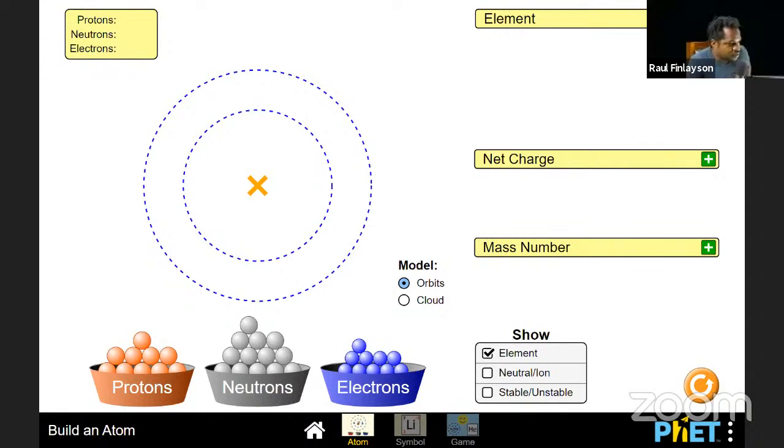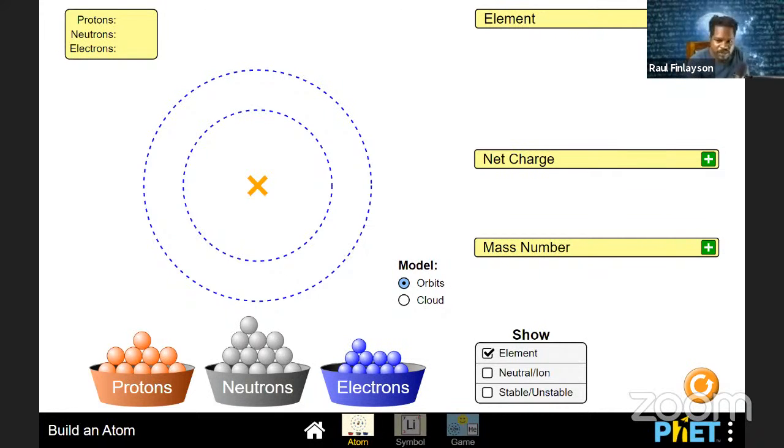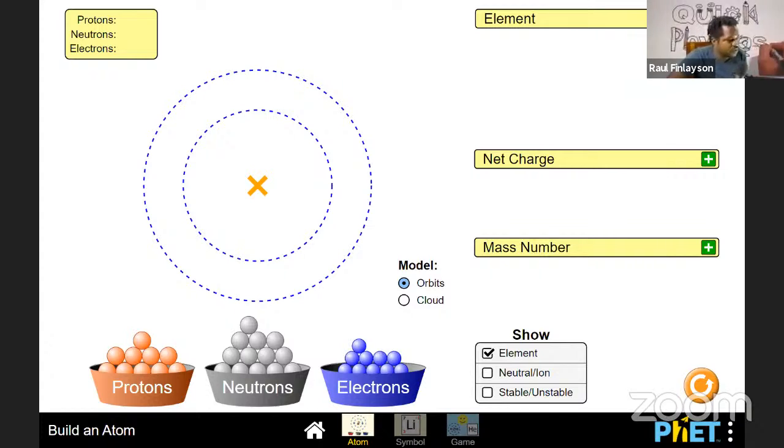Everybody get that? Yes, sir. All right. So another word for shells is orbitals. All right, guys. So now there is another word that means the same thing as shells and orbitals.